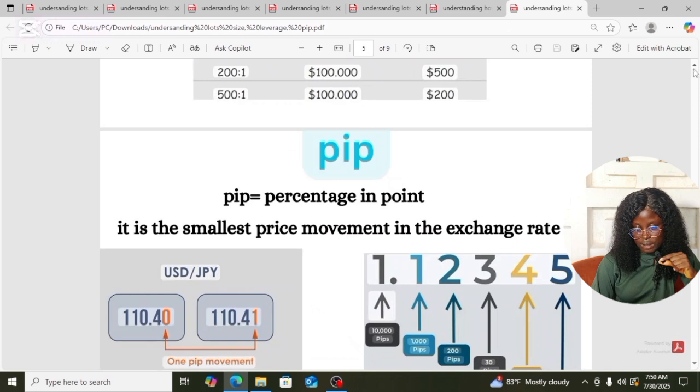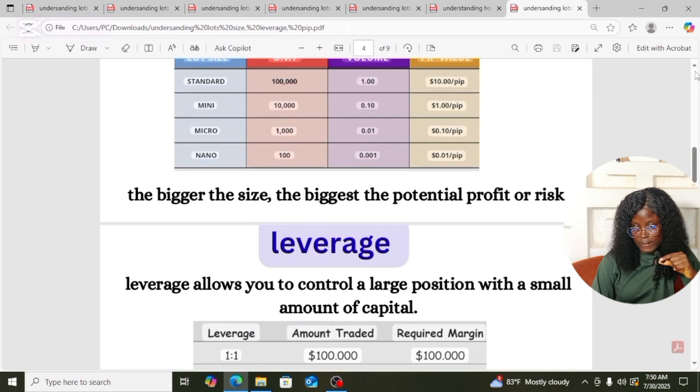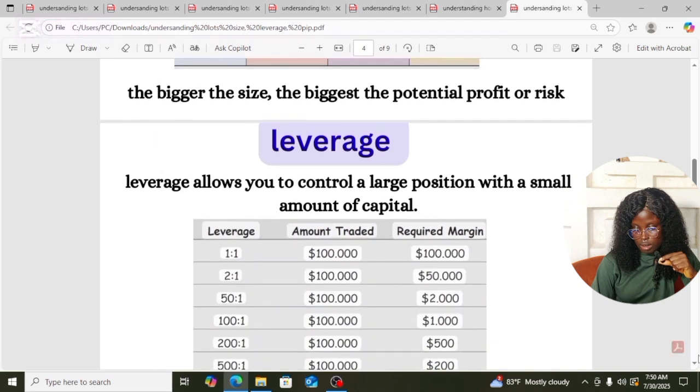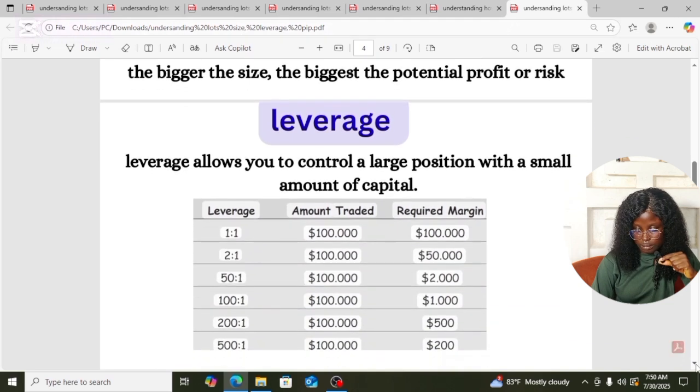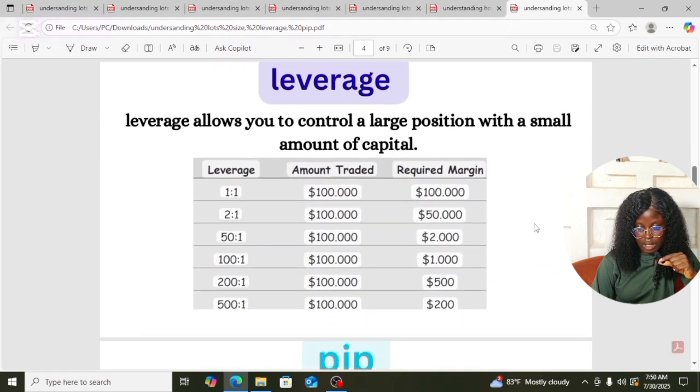What is leverage? I hope you are taking notes. Okay, so what is leverage? Leverage allows you to control a larger position with a smaller amount of capital. You understand? The word small.